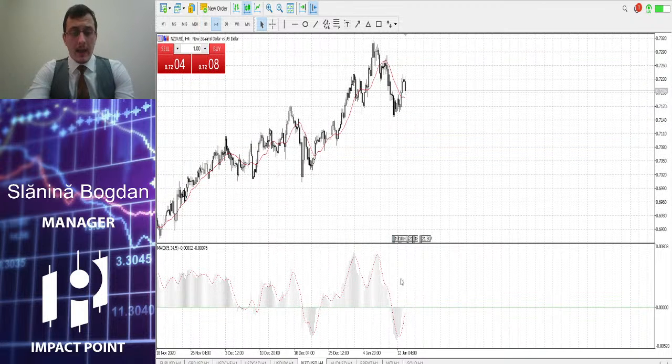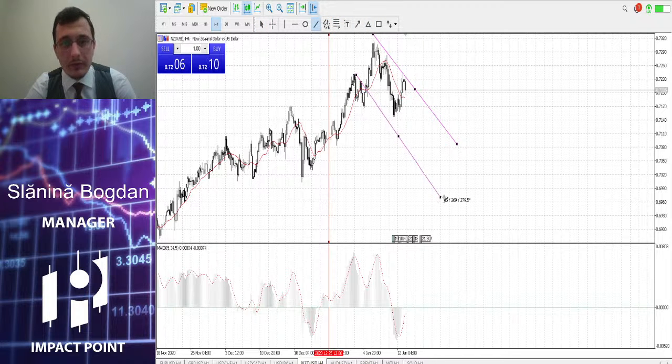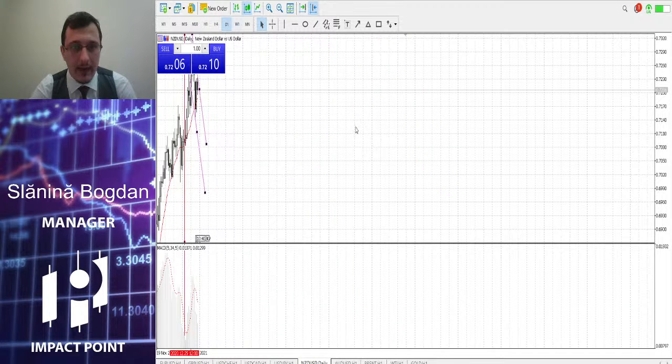Moving forward, on NZD USD, here we have our trend line. Excuse me, this is my favorite trend line. Again, here we see a rejection and the forming of a downtrend, which is nice. Again, this is in the H4 and daily.